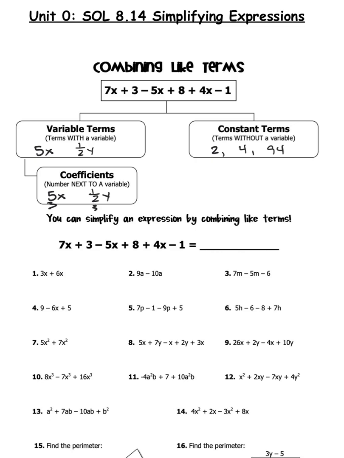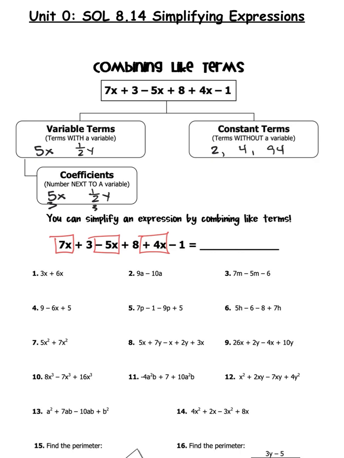All right, so I can see that I have 7x. So I'm going to look for terms that have the same variable and same exponent. In this situation, since I just have x, that means my exponent is 1. So I'm going to look for other terms that have an x as their variable, but also have an exponent of 1. So we can see that we have negative 5x and we have a positive 4x. So you always want to keep the sign with the term.